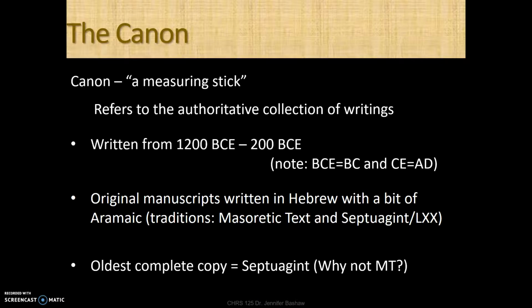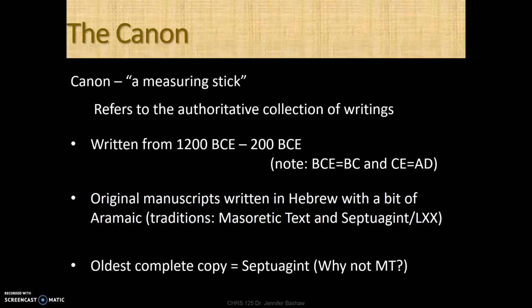And so the canon was formed over a long period of time. The books themselves were actually written probably between 1200 and 200 BCE. And please note that BCE is the same thing as BC. It's a more contemporary terminology that we use. And then CE refers to AD.